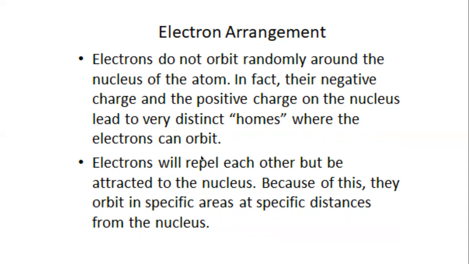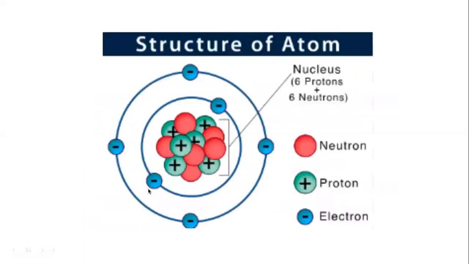So the electrons will repel each other, but be attracted to the nucleus. So you have this pull from the positive nucleus that keeps the electrons close to the nucleus. But then if you have multiple electrons around the nucleus, those negative charges will repel each other. And because of that, they orbit in specific areas at specific distances from the nucleus. So we'll see this in the next slide.